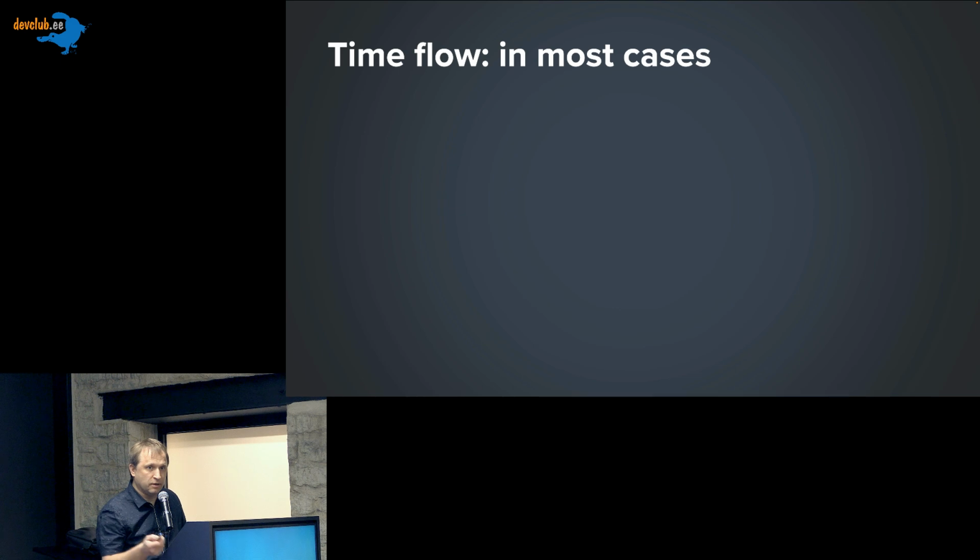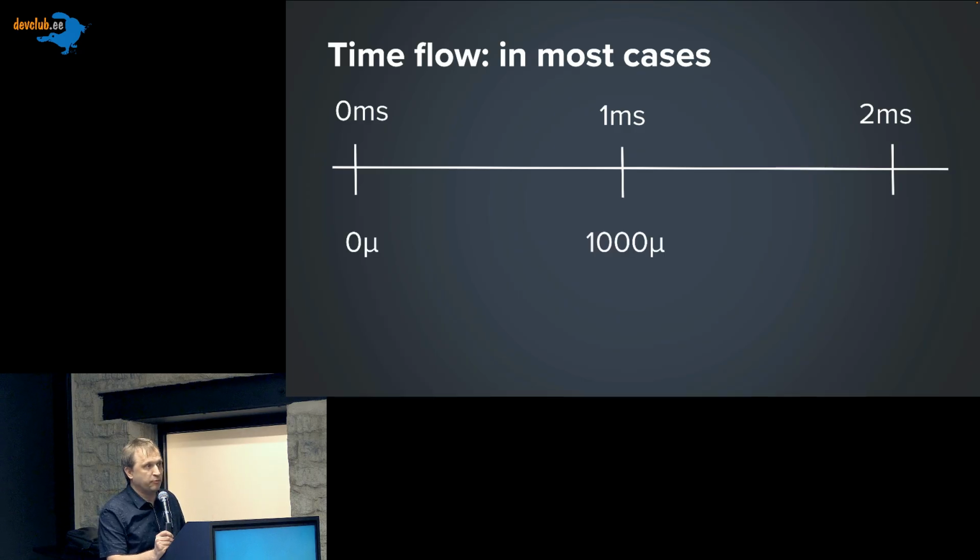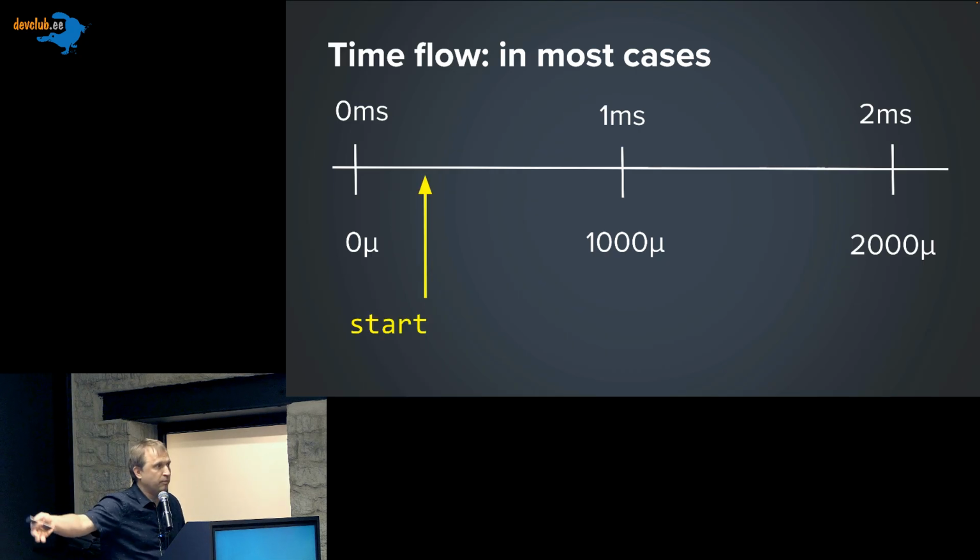Let's imagine how the time changes. This is the time in milliseconds. This is the first millisecond, second millisecond, third millisecond. We need to go deeper. Let's show the same numbers in microseconds. This is 0 microseconds, this is 1,000 microseconds and 2,000 microseconds. Now what happens? In most cases, the first line, which is called from the test, is called somewhere here in the beginning of the millisecond. And the second currentTimeMillis is called somewhere here.